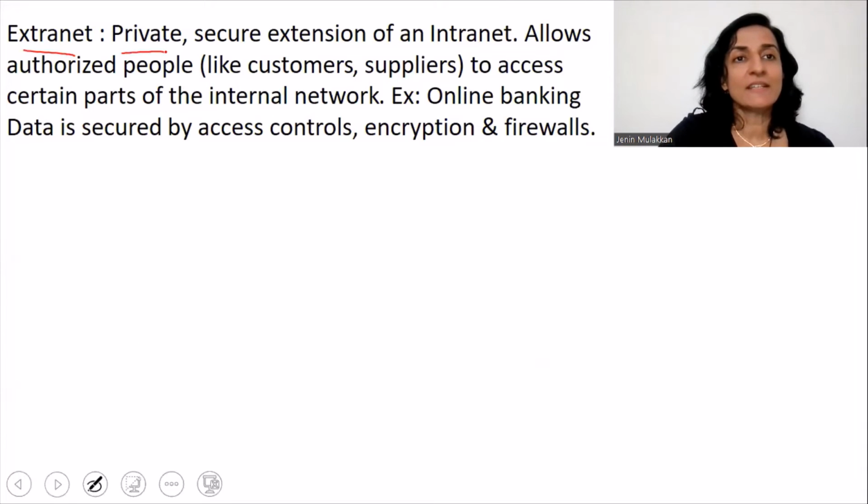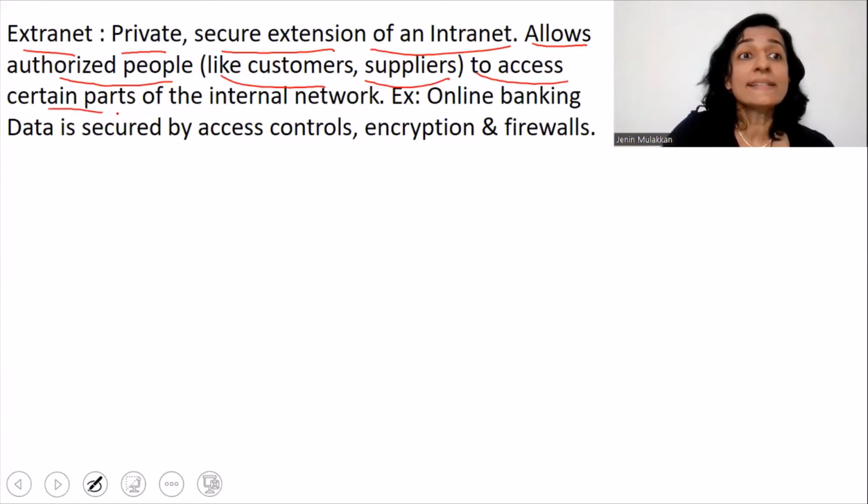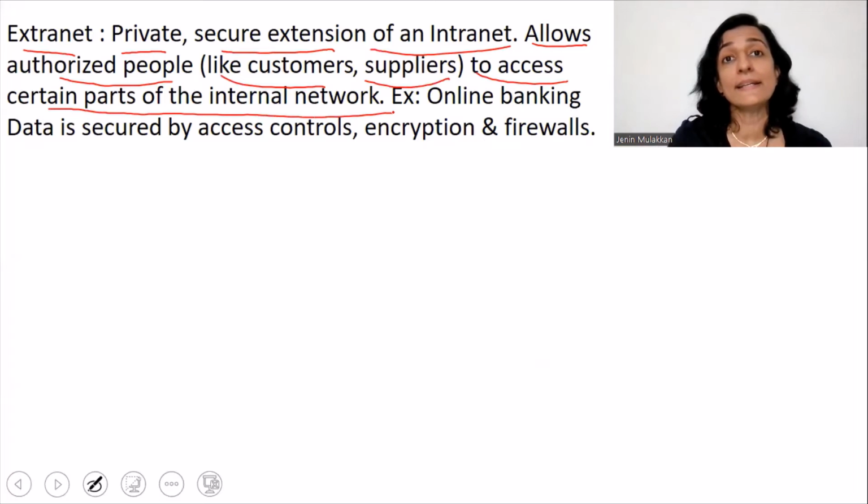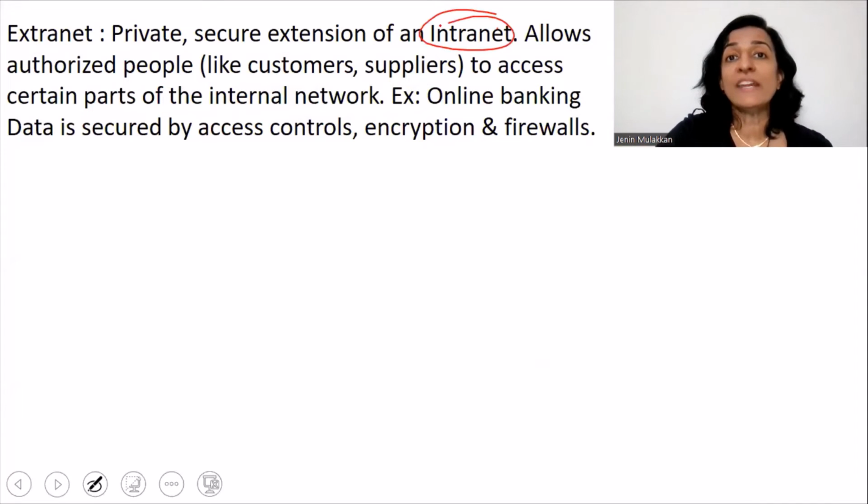Extranet is a private, secure extension of an intranet. It allows authorized people like customers, suppliers to access certain parts of the internal network. Now, what did we learn about intranet? Intranet was available only to the employees of the organization. Now, extranet, what they say is, it is an extension of the intranet. And a part of the intranet is available to authorized people like customers and suppliers.